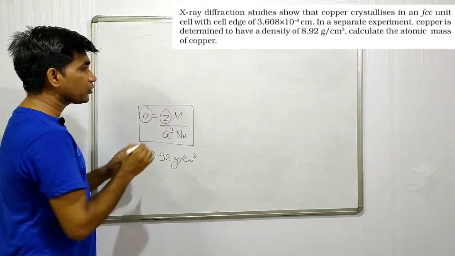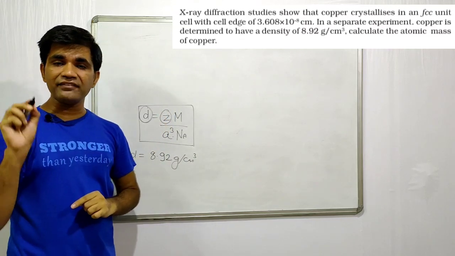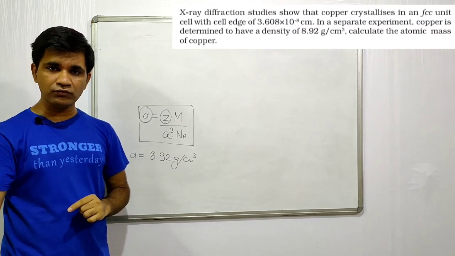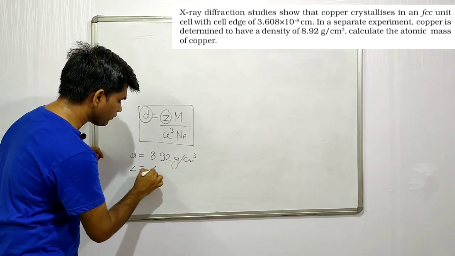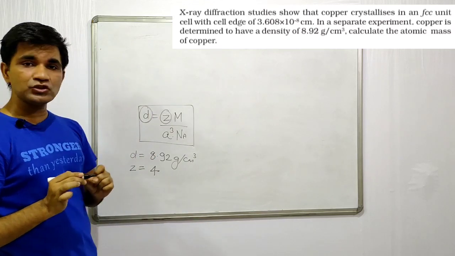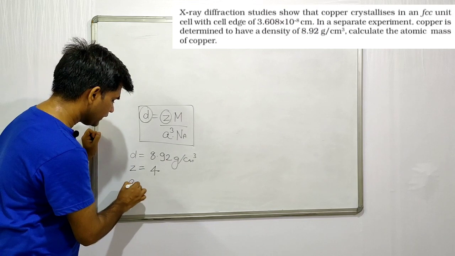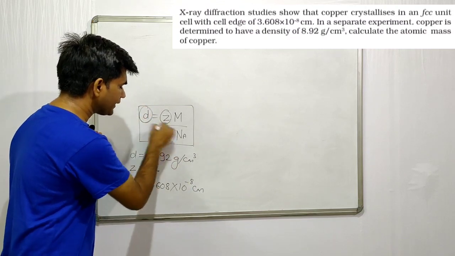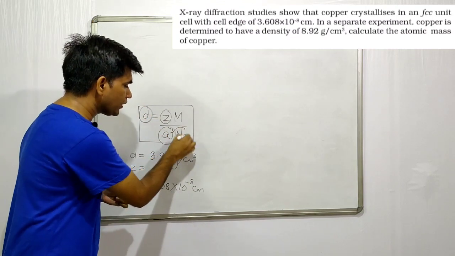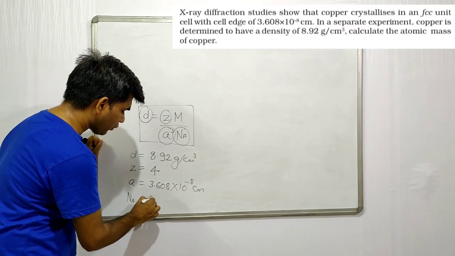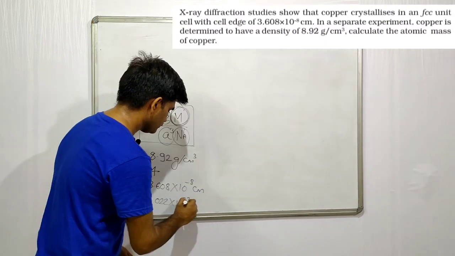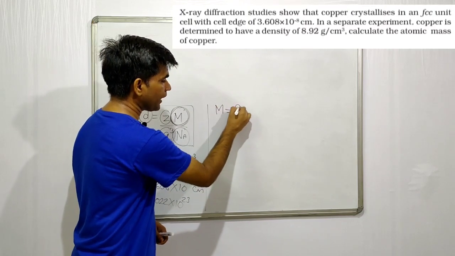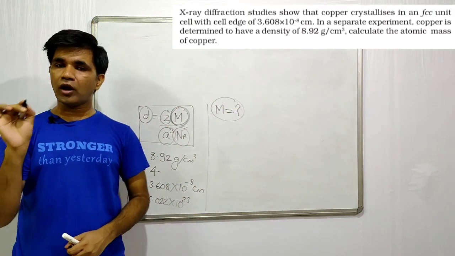Z is also given because copper crystallizes in an FCC unit cell, and we know the number of atoms per unit cell for FCC is equal to 4. So the value of Z for this question would be 4. Edge length of this unit cell is also given: a is 3.608 into 10 raised to power minus 8 centimeter. Avogadro number is a known number, that is 6.022 into 10 raised to power 23. So the only unknown parameter is molar mass of the substance, and this is our question. We have to calculate the molar mass of copper or atomic mass of copper.